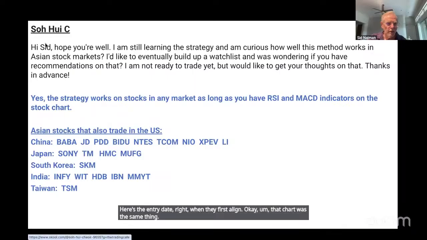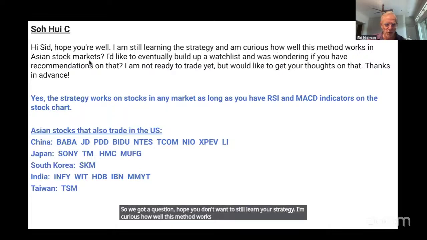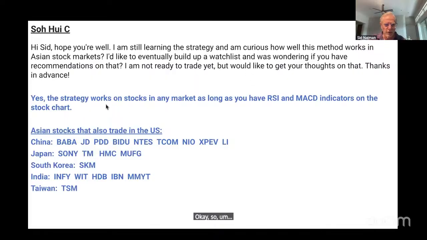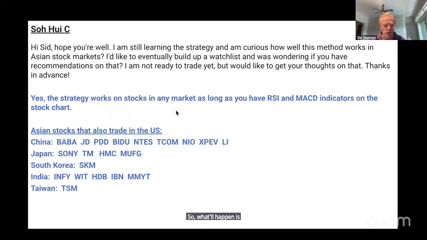So we got a question. Hope you don't mind, still learning your strategy and curious how well this method works in Asian stock markets. Okay, so the strategy works on stocks in any market as long as you have RSI and MACD indicators on the stock chart. So what will happen is I think folks trading in London Stock Exchange, Australian Stock Exchange.